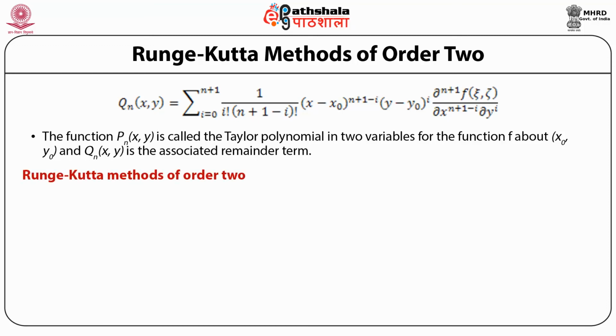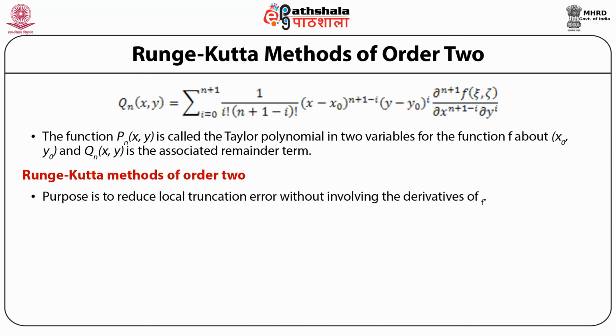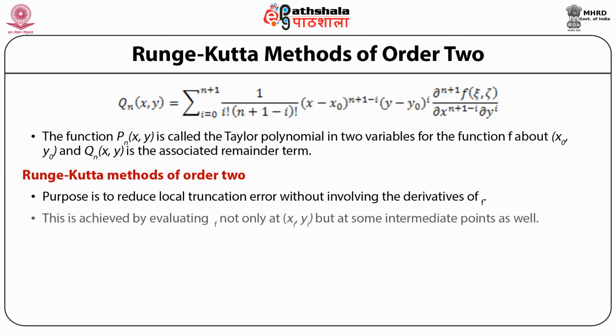Runge-Kutta methods of order 2. The purpose is to reduce local truncation error without involving the derivatives of f. This is achieved by evaluating f not only at xi, yi but at some intermediate points as well.